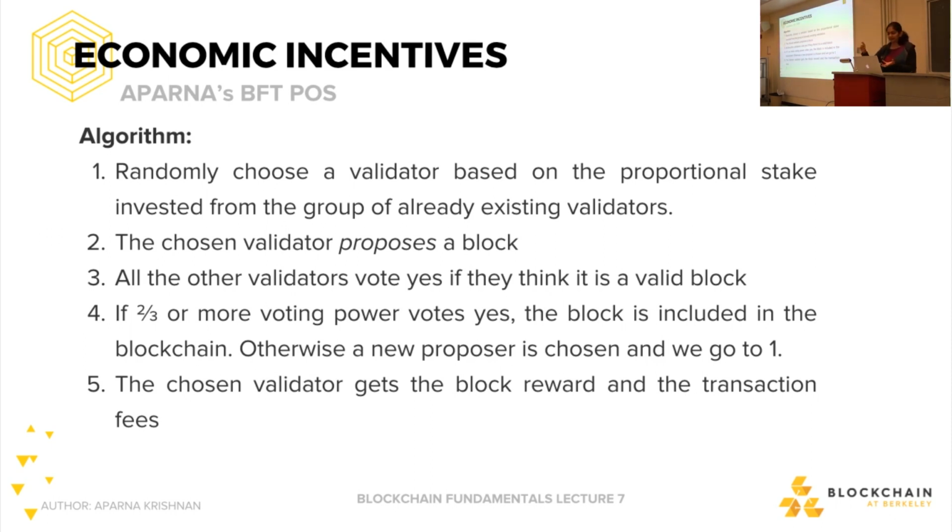Now that we've chosen a validator, this validator proposes a block. What that means is, again, he does all the operations of creating a block, but it doesn't get added to the blockchain. Instead, he broadcasts it to everyone in the network and asks them all to vote. If the majority think the block is valid, they vote yes. If they think it's invalid, they vote no. And if 2/3 or more of the voting participants vote yes, then the block is deemed valid and it's included in the blockchain. Otherwise, we pick a new proposer and repeat from step one.